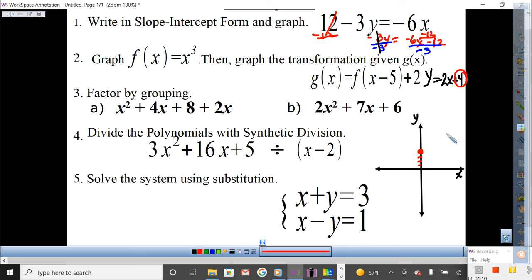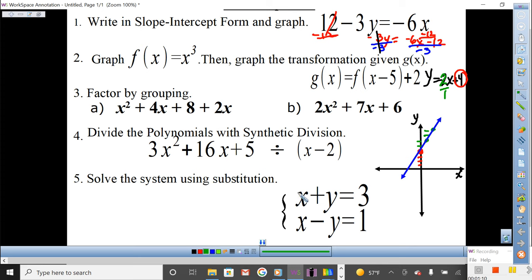Some of you are like, are you serious? I didn't notice that. Yep. Straight up like that. What's my slope? The slope is the coefficient of x. That means 2 over 1. 2 steps up, 1 to the right. Plot your point. Do it again. 2 steps up, 1 to the right. Plot your point. Graph your line. And there you go. Woo! Let's go. Easy. All right.